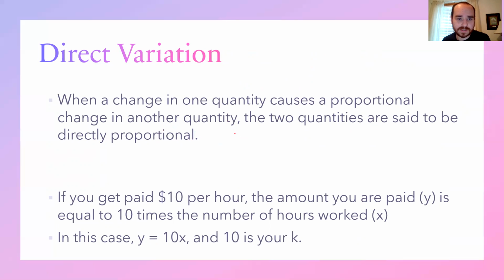The wording in your textbook gets a little bit funny, but basically, if it says that they are directly something to each other, proportional or varying or whatever, that means that they're just a proportional relationship. So the example is if you get paid $10 per hour, the amount you are paid y is equal to 10 times the number of hours worked x. So in this case, y equals 10x. And 10 is your k.